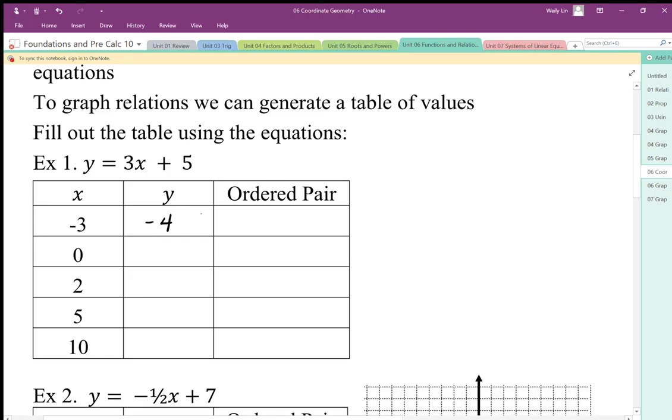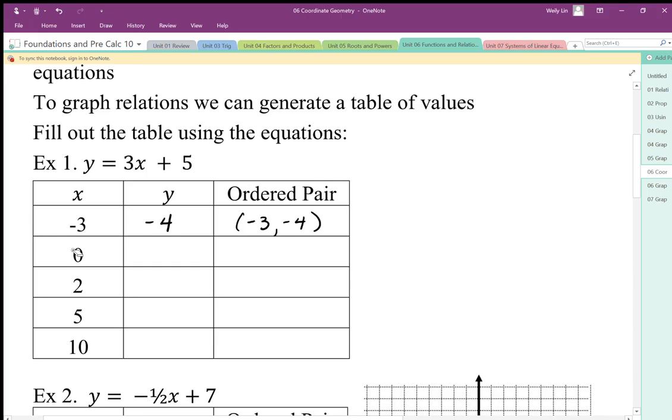We want to pair these together in what we call an ordered pair. In an ordered pair, we always show the X first and the Y second, or our input first, our output second, our horizontal first, our vertical second. So we want to know our input and outputs as ordered pairs.